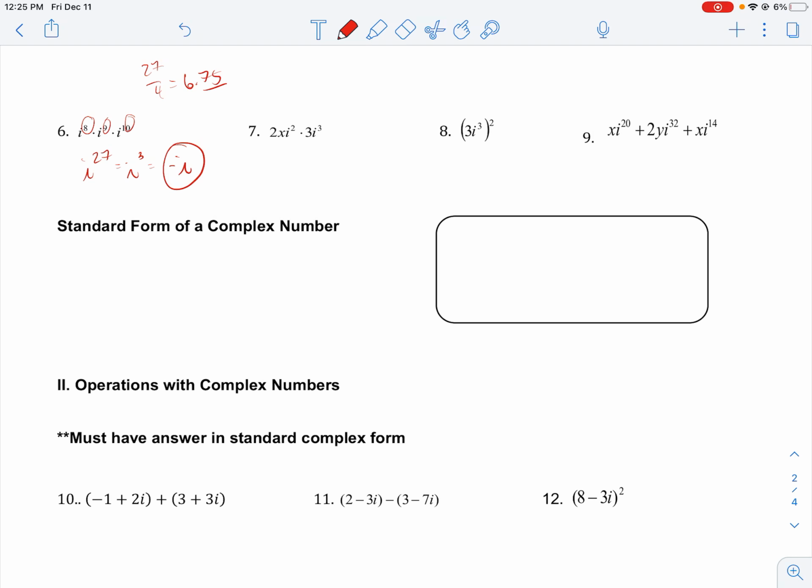All right, let's keep going. All right, here, I got a 2x and a 3 in the front, so that's just going to be 6x. And then i squared times i cubed will give me i to the 5th. 5 divided by 4 is 1.25. So that means that i to the 5th is just equal to... I'm sorry, not 1. i. And so our answer is 6xi.